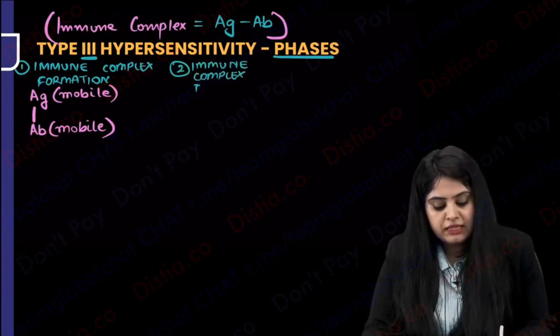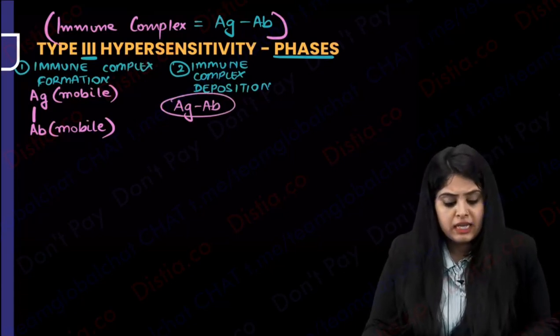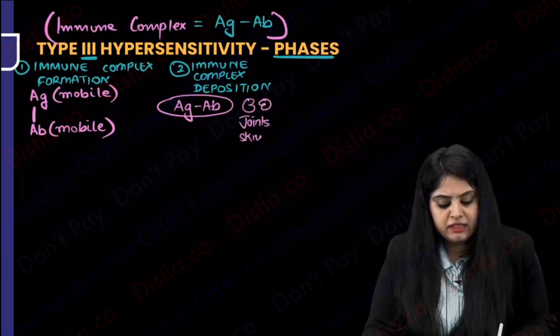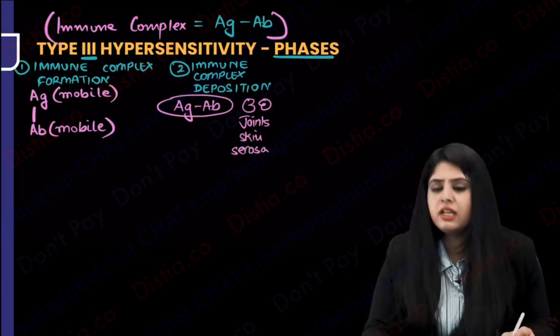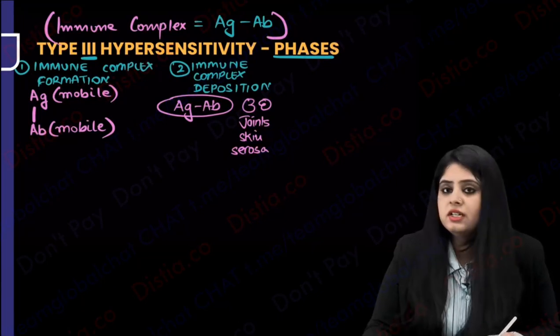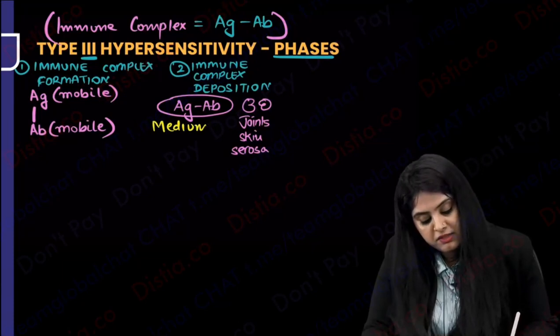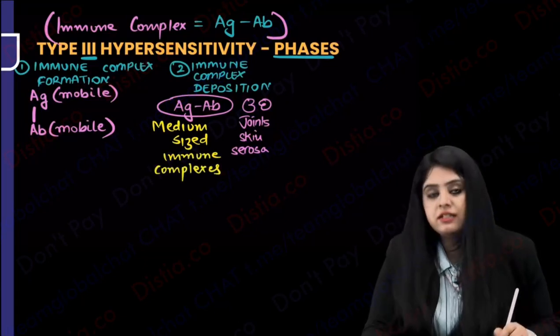There is going to be the second phase, that is immune complex deposition. The antigen and the antibody decide that now a lot of roaming around has happened, let me just go and sit somewhere. They can go and sit in the joints, in the kidney, in the skin, in the serosa. Their wish. They can go and sit anywhere in the body. Usually, please remember, it is the medium-sized immune complexes that create the most problem.